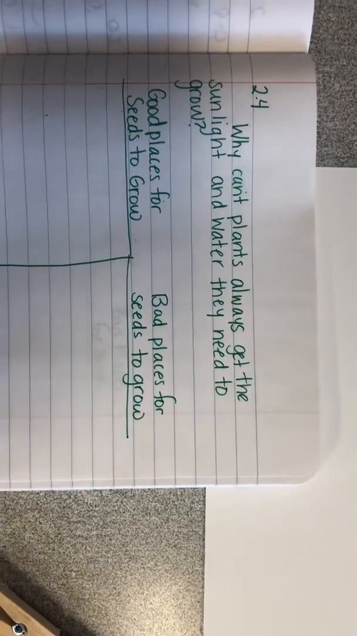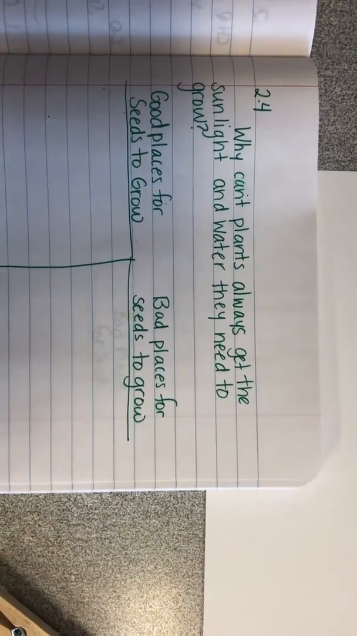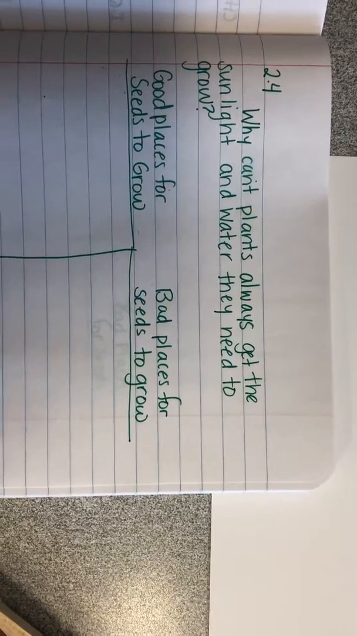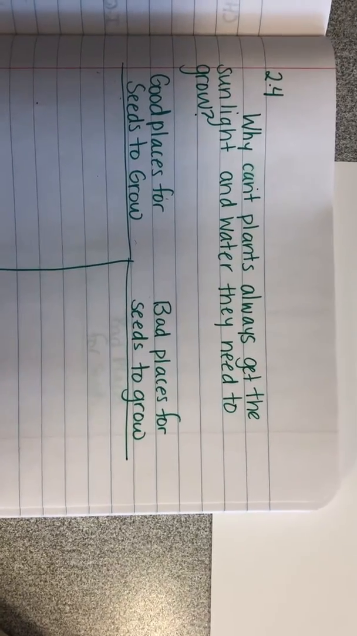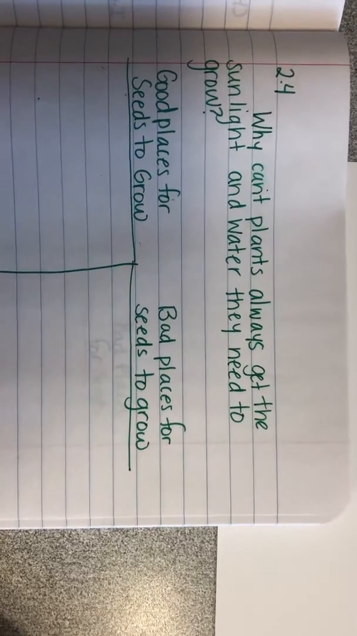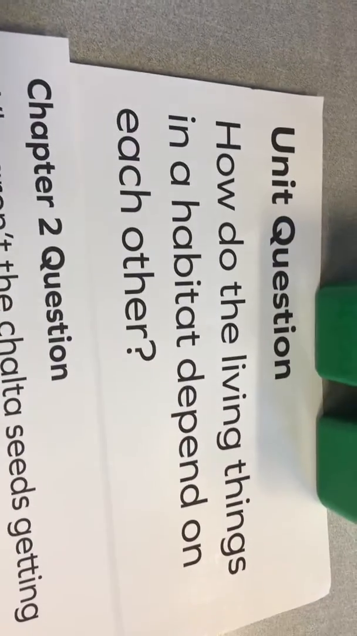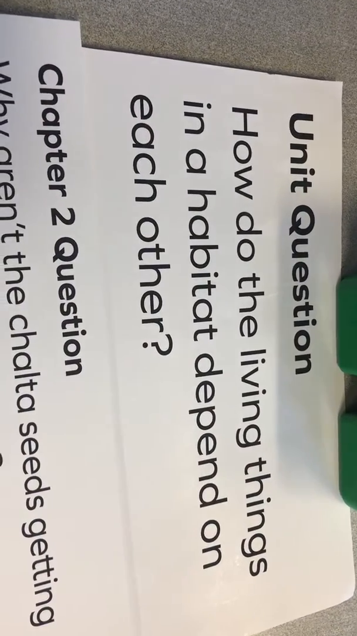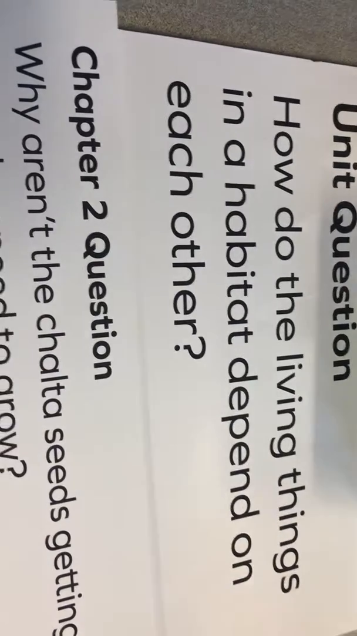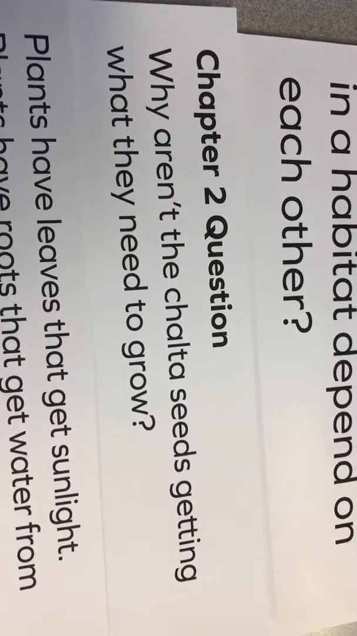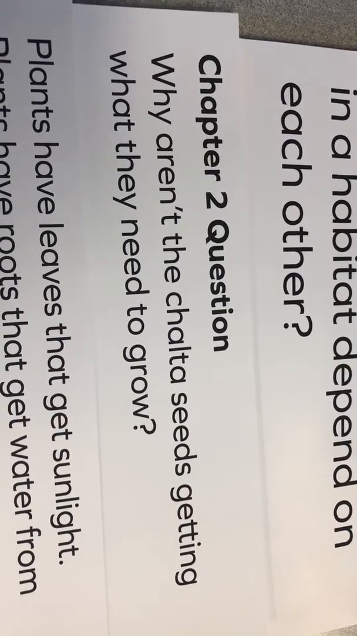Good morning, students. Today we are going to be investigating the question, why can't plants always get the sunlight and water they need to grow? We are going to continue studying our unit question, which is, how do the living things in a habitat depend on each other? In our chapter 2 question, why aren't the chaltis seeds getting what they need to grow?